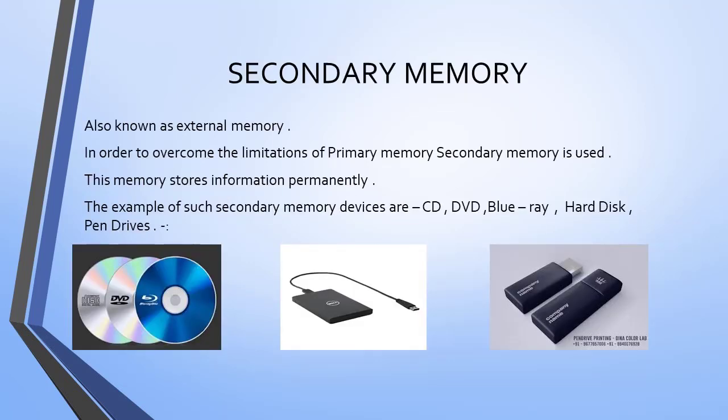Examples of secondary memory devices are CDs, DVDs, Blu-ray discs, hard disk, pen drives and SSDs, etc. SSDs are solid state drives. They are detachable, rewritable, portable and act as a permanent storage. They can carry content even when the computer is switched off. They are much bulkier than primary memory in terms of storage capacity.